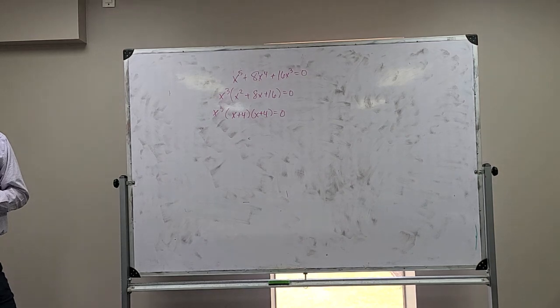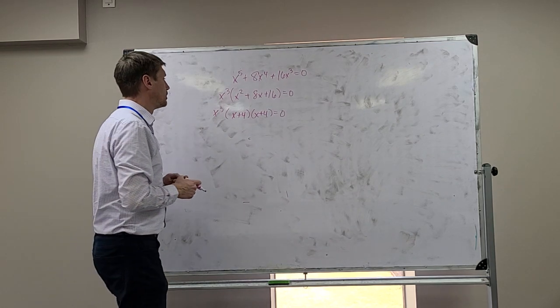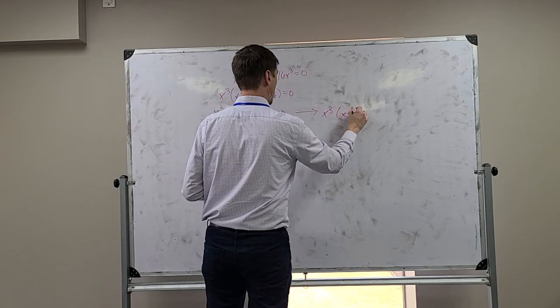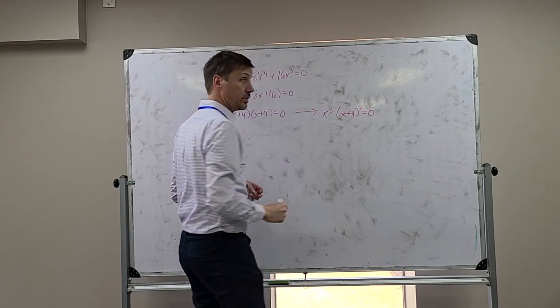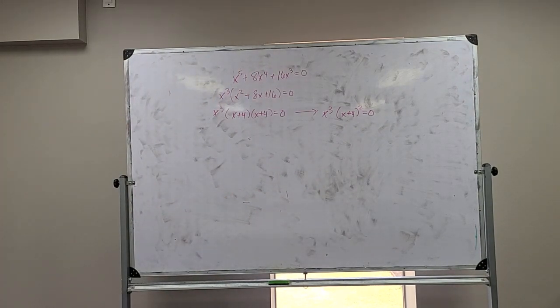You guys cool so far? So we could write that, we could think of this as x cubed times x plus 4 squared equals 0. You guys see that? Since we have two x plus 4s, we could think of it that way.